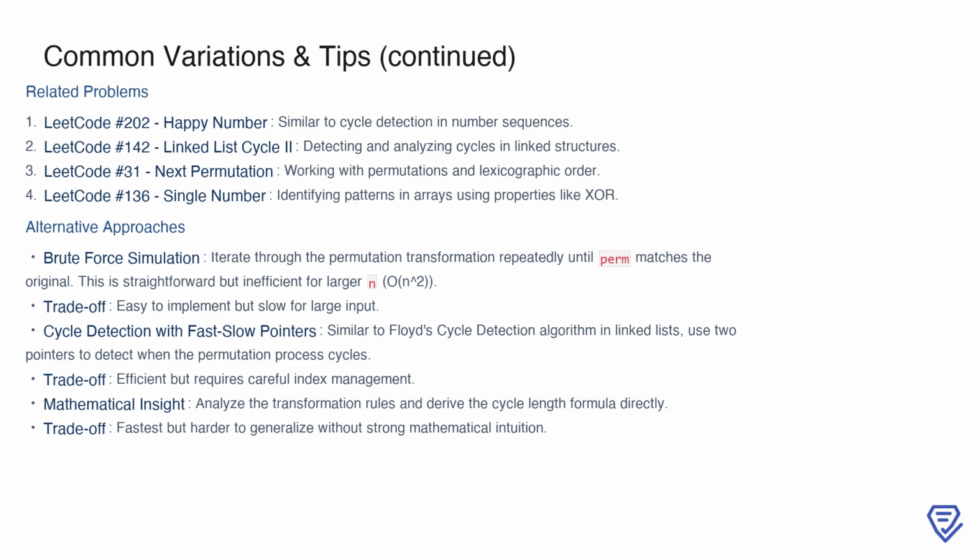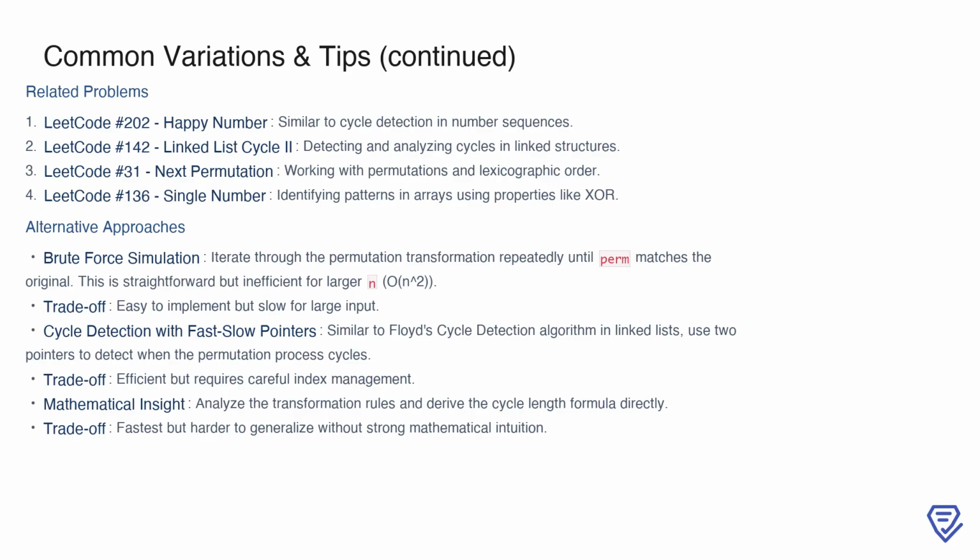In terms of alternative approaches, brute force simulation involves iterating through the transformation repeatedly until the original permutation is restored. While this is easy to implement, it's inefficient for large n. A more efficient approach is cycle detection using fast and slow pointers, similar to Floyd's algorithm for linked lists, which allows you to detect cycles with better performance.